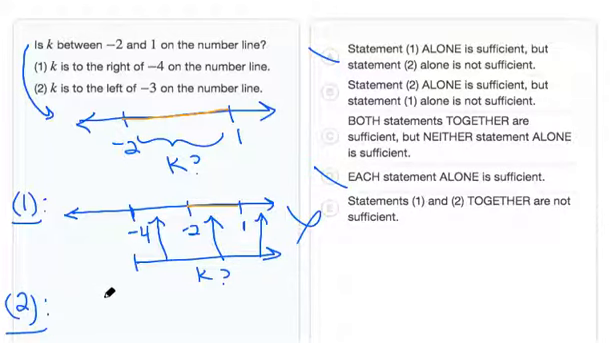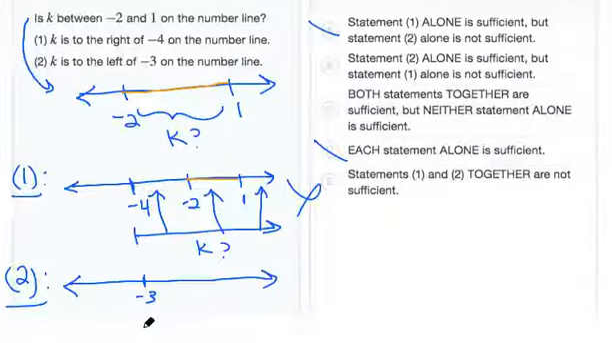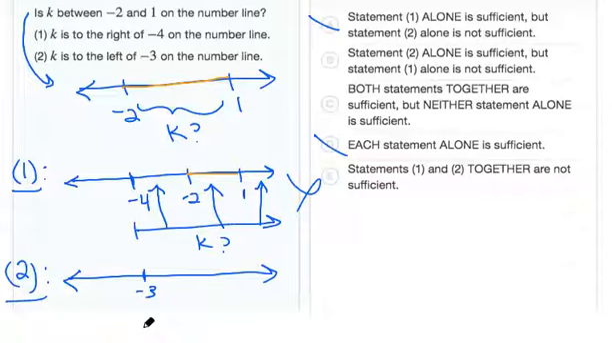So we can eliminate answer choices A and D and move on to statement 2. Moving on to statement 2, we'll do a similar thing. We have a number line, and we're told that k is to the left of -3 on the number line. If we think about -3, I'm just going to scroll down for a little more space. Similar to above, we're told that it's to the left of -3. So k is somewhere over here.